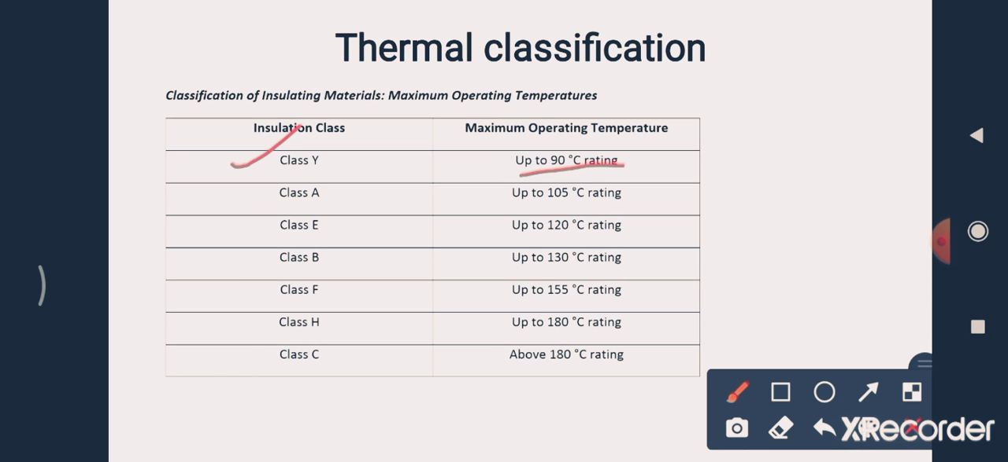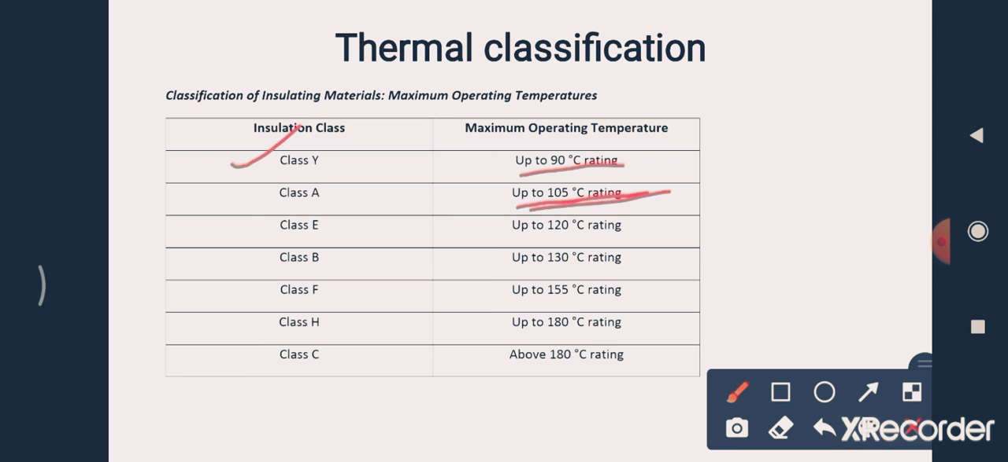Next material is Class A insulating material. Class A insulation consists of materials such as cotton, silk, paper, etc. These materials are impregnated or immersed in dielectric oil. The operating temperature of Class A insulation is 105 degrees Celsius.